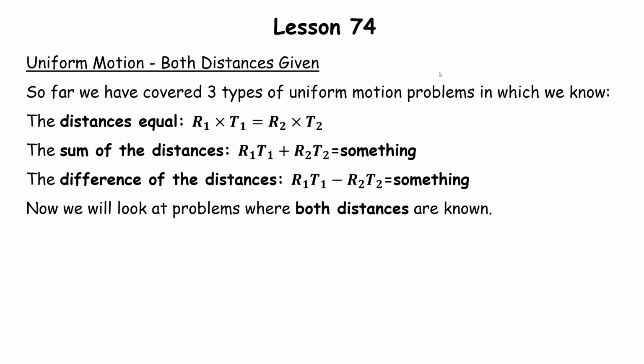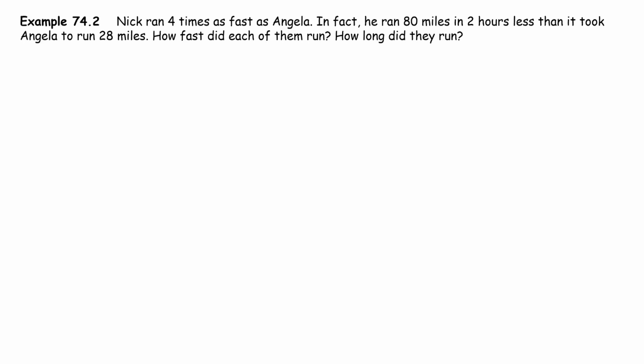And then sometimes you had a difference of the distances, and that was when you had someone with a head start. So now we're going to look at problems where they totally give you the distances. They tell you exactly what the distances are. So Nick ran 4 times as fast as Angela. In fact, he ran 80 miles in 2 hours less than it took Angela to run 28 miles. How fast did each of them run? How long did they run?